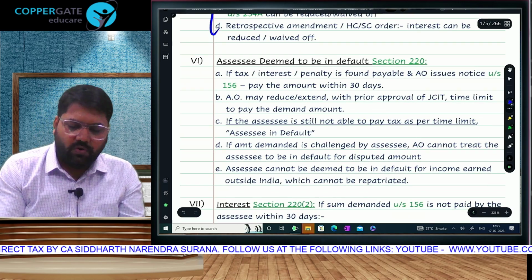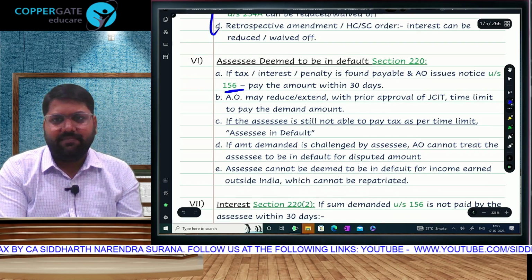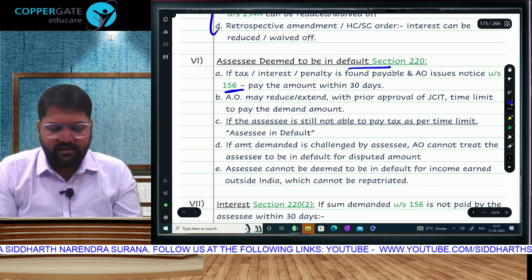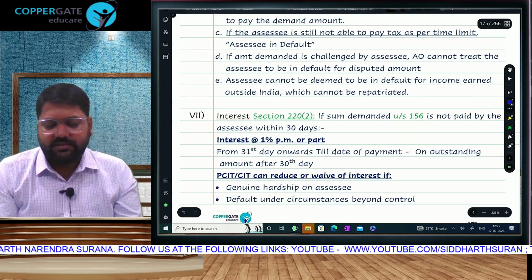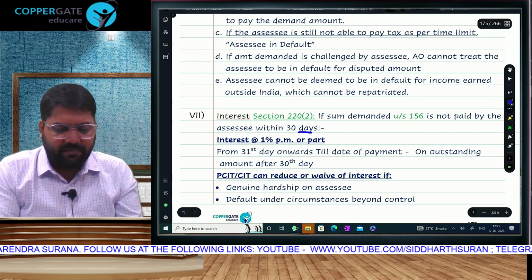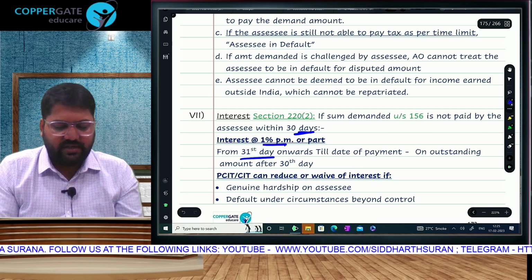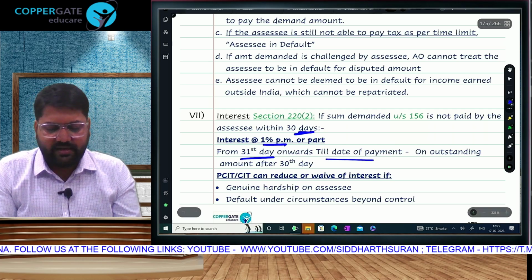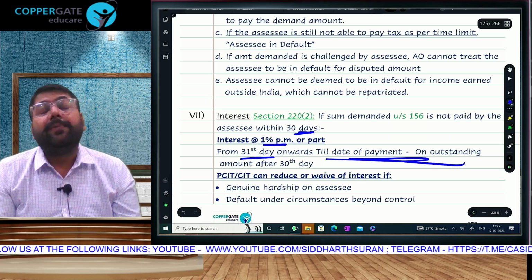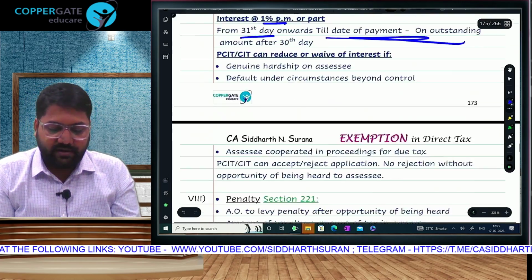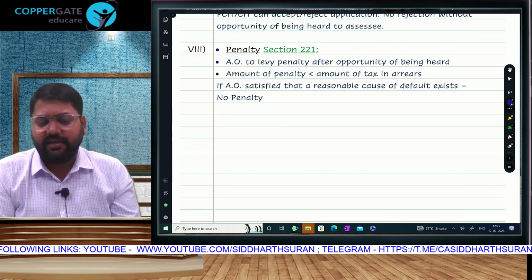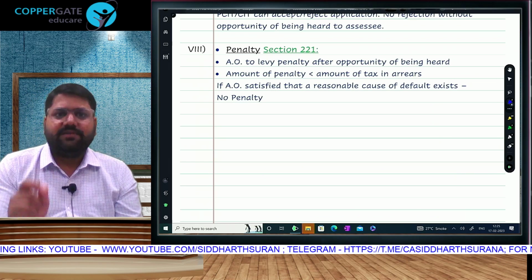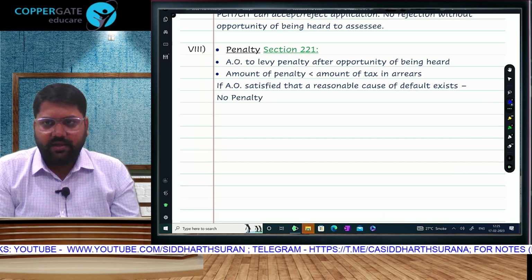If you don't make payment within the time limit after getting demand notice, you will be held as assessee in default, and once you get demand notice you have to make payment within 30 days, otherwise from the 31st day 1% per month of interest will be attracted up to the date of payment on the outstanding amount after the 30th day. Here also you can apply for waiver and penalty is also going to get attracted. So that's our chapter on interest under 234A, B and C.